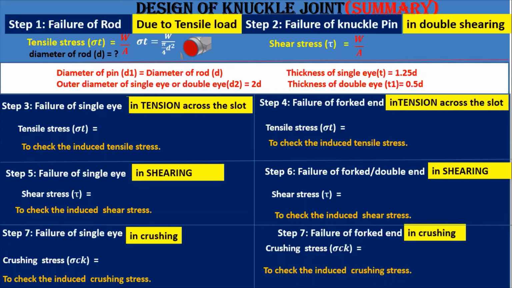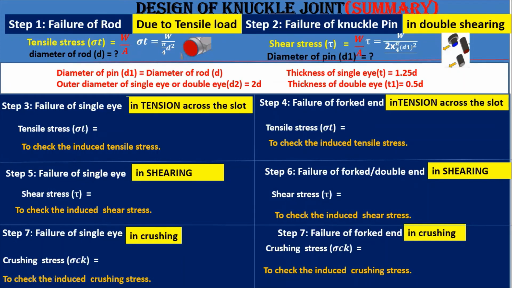Second thing, shear stress is equal to load upon area, which is failure of a knuckle pin in double shearing. This is the formula. In this formula we are finding D1, that is the diameter of the knuckle pin. Both the diameters we have calculated, and even if you don't calculate, we know that the diameter of the pin should be equal to the diameter of the rod. So even if you don't calculate, we have to consider the diameter of the rod there.